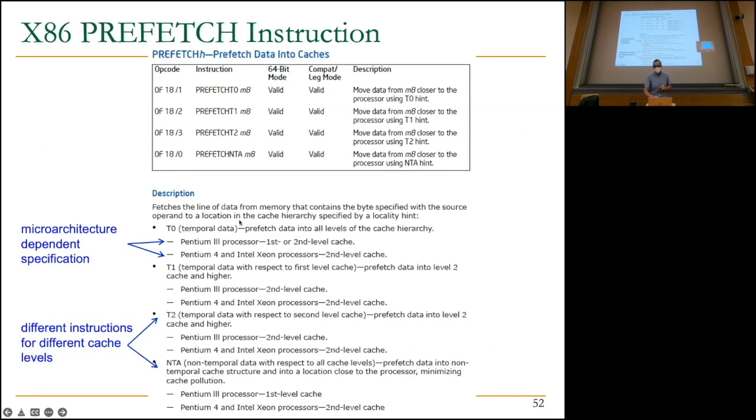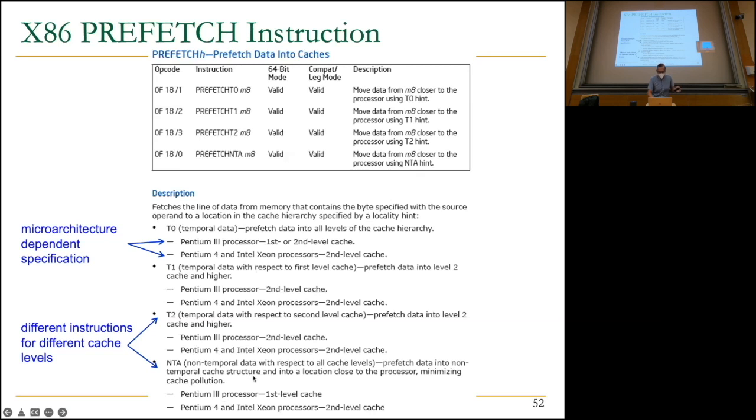Okay, so let's take a look at some examples in real systems. So this is the x86 prefetch instruction. Basically, this is one version of x86 in the past, an old version. But you can see that there are different types of prefetching, T0, T1, T2. T0 says temporal data, prefetch data into all levels of the cache hierarchy. And the implementation, unfortunately, is very microarchitecture dependent. So in the Pentium 3 processor, the processor does something. In Pentium 4 and Intel Xeon processors, the processor does something else. Not so great from a programmability perspective, right?